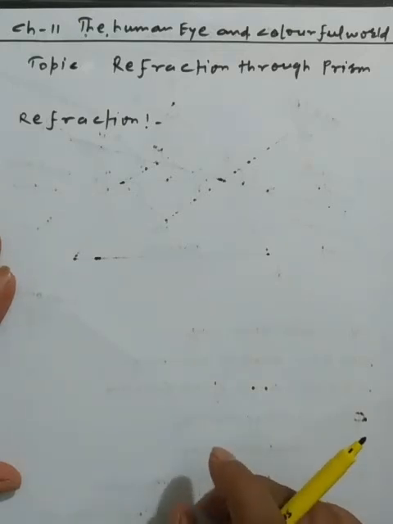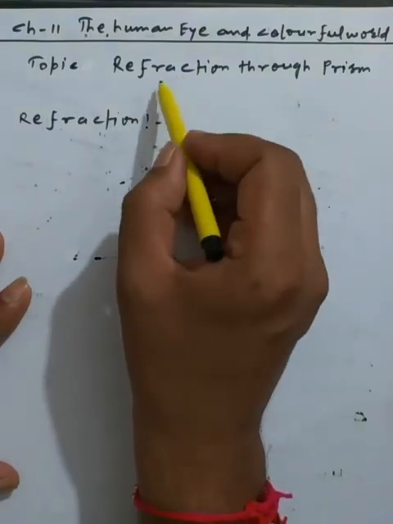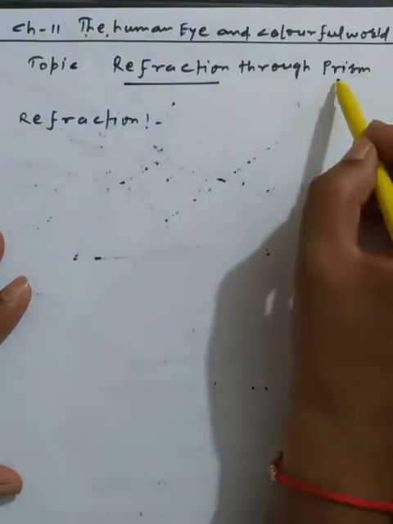Now, dear student, chapter number 11, the human eye and colorful world. As per the revised syllabus, we have the topic refraction through prism, and two terms are important here. One is the refraction and one is the prism.